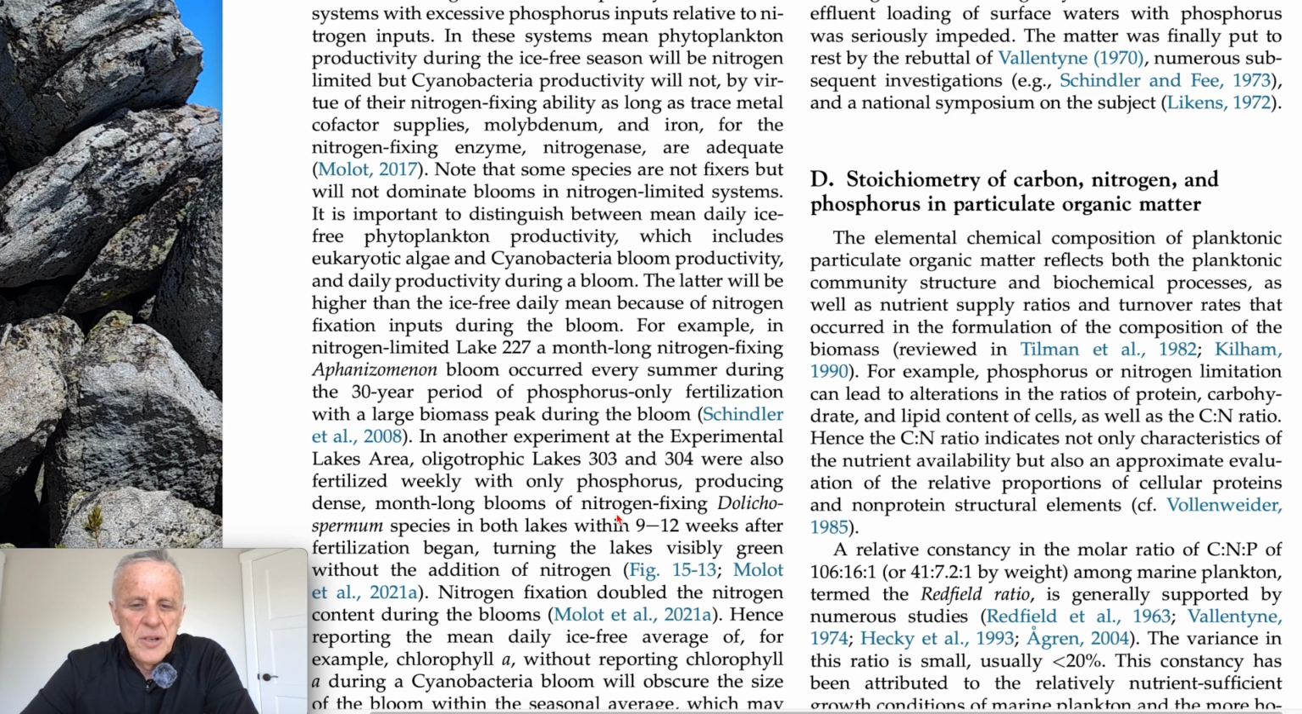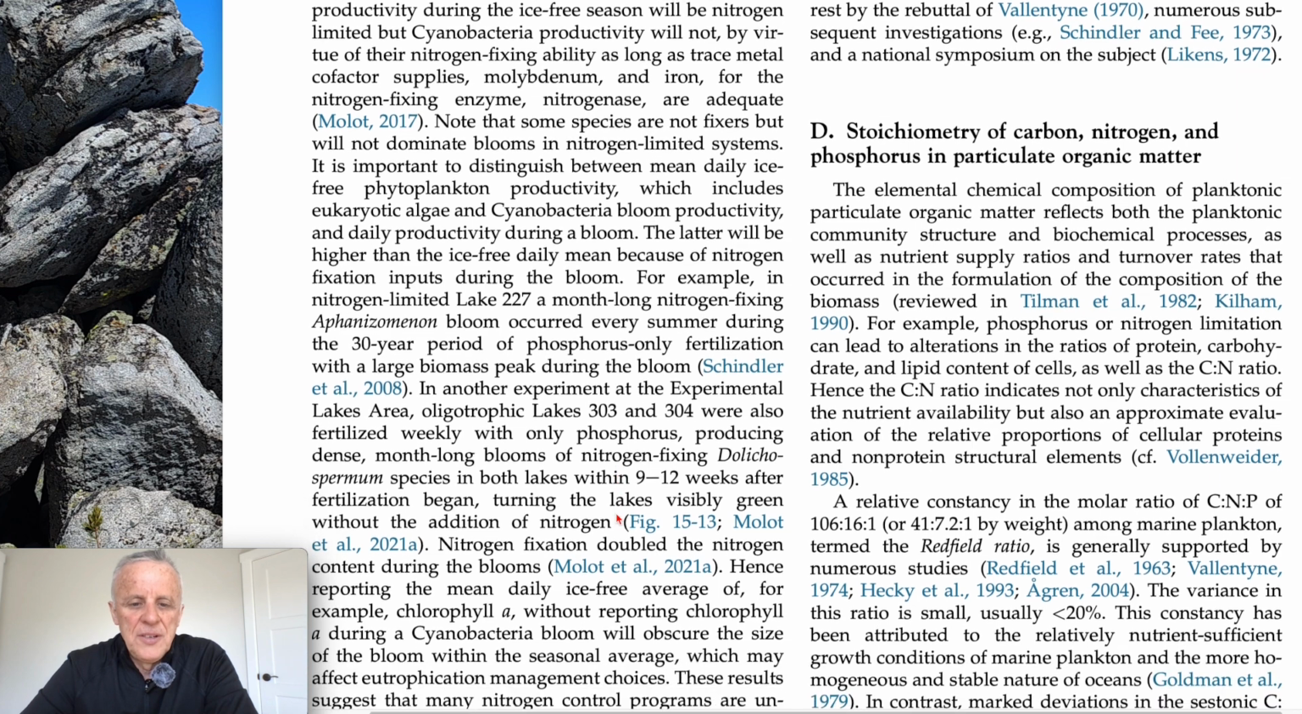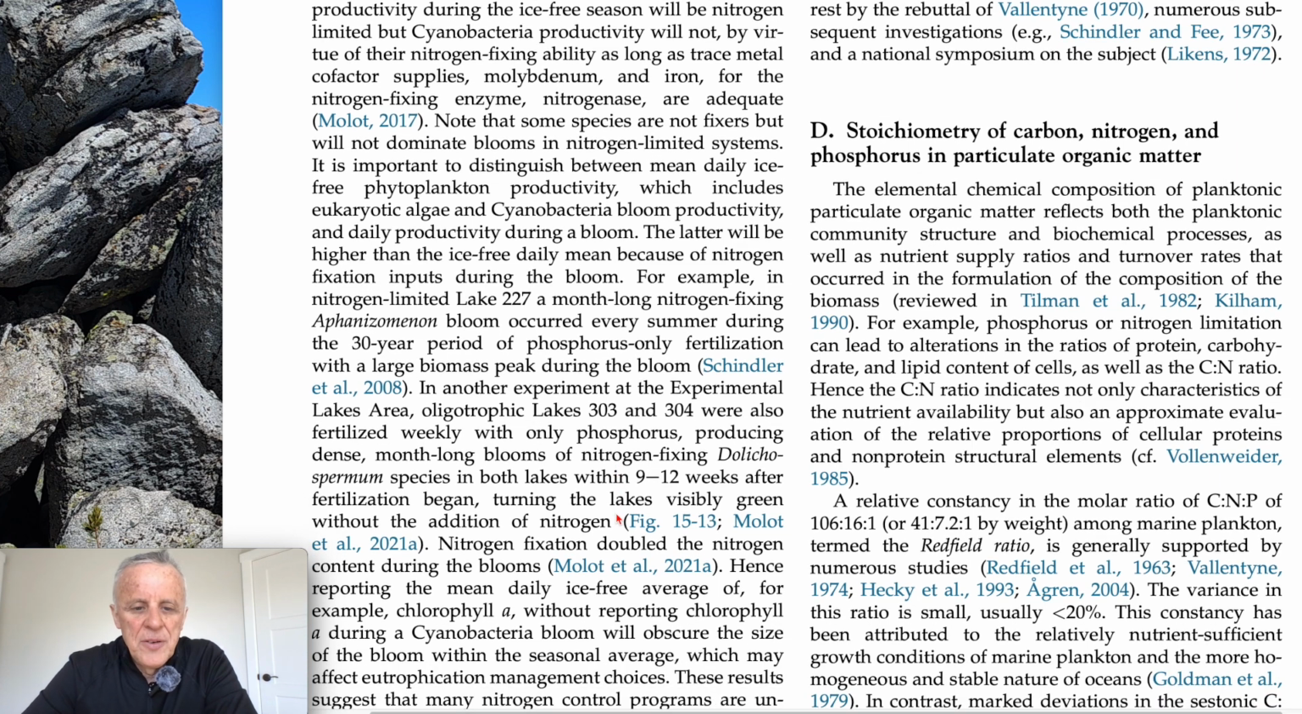It is important to distinguish between mean daily ice-free phytoplankton productivity, which includes eukaryotic algae and cyanobacteria bloom productivity, and daily productivity during a bloom. The latter will be higher than the ice-free daily mean because of nitrogen fixation input during the bloom. For example, in nitrogen-limited Lake 227, a month-long nitrogen-fixing Aphanizomenon bloom occurred every summer during the 30-year period of phosphorus-only fertilization, with a large biomass peak during the bloom.